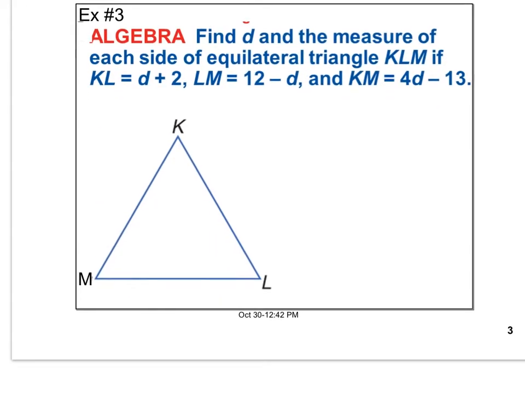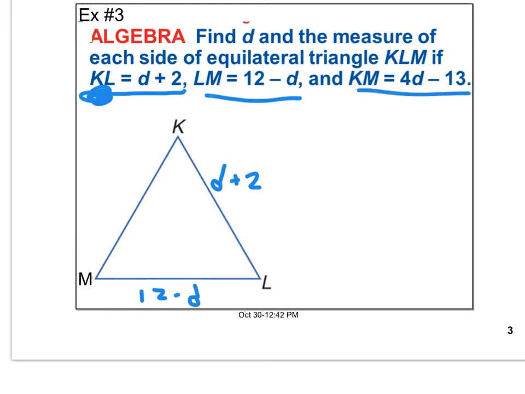When you get to example 3, find D and the measure of each side. Reading the question out loud, of the equilateral triangle KLM. Okay, so now I have more information. KL, since it's two letters without the symbol, this means length, so it's a length of D plus 2. And LM is 12 minus D. I like to label my pictures. Feel free to stop the video if I'm going too fast. And KM is 4D minus 13.